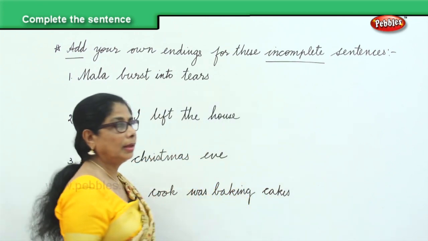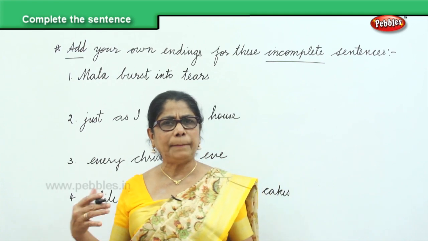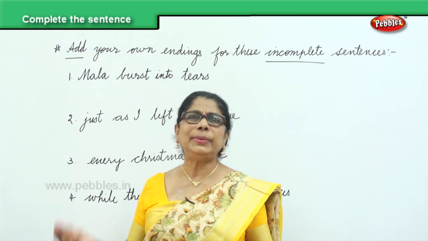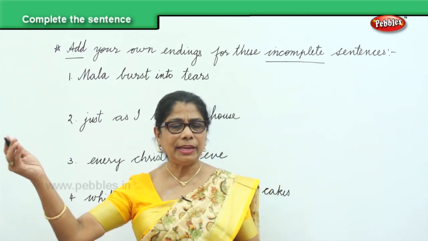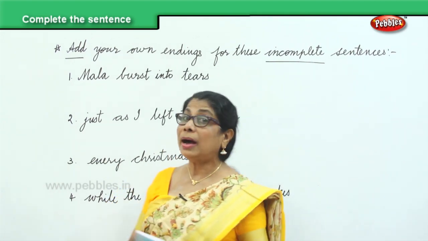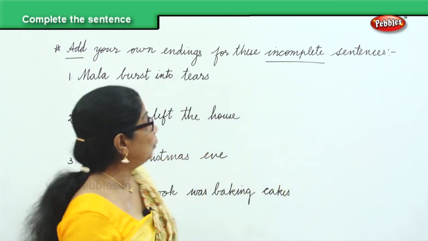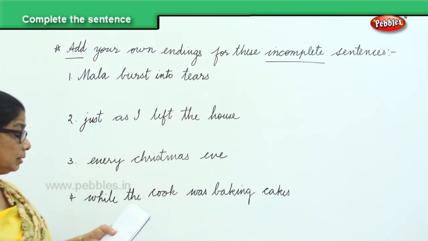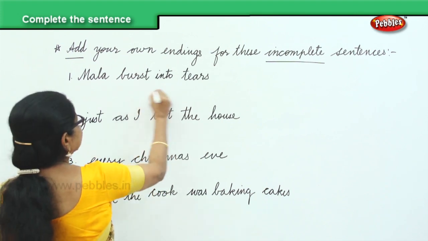Now, you can complete it anyhow. You can add words in the beginning or in the end. All I'm asking you, complete the sentence. You add anything, beginning or the end, and make a complete sentence. Now, let's look at Mala burst into tears. Okay, what would you do? Mala is crying now. Mala burst into tears when she saw her mother. So, what will you write?